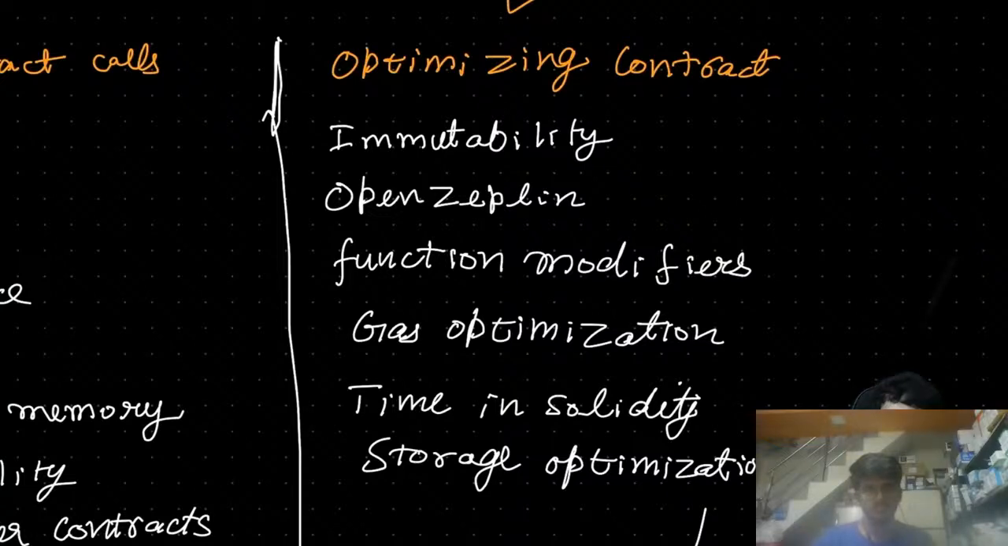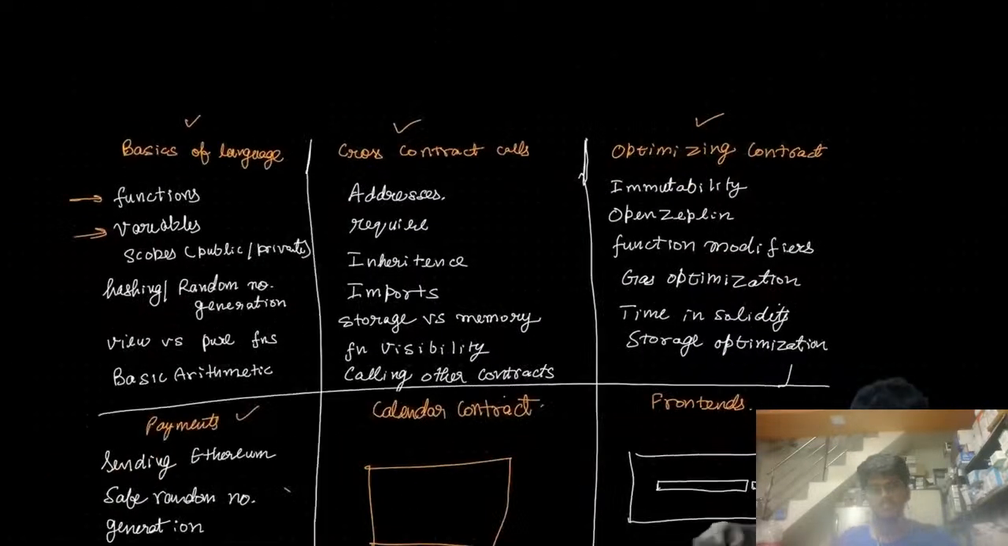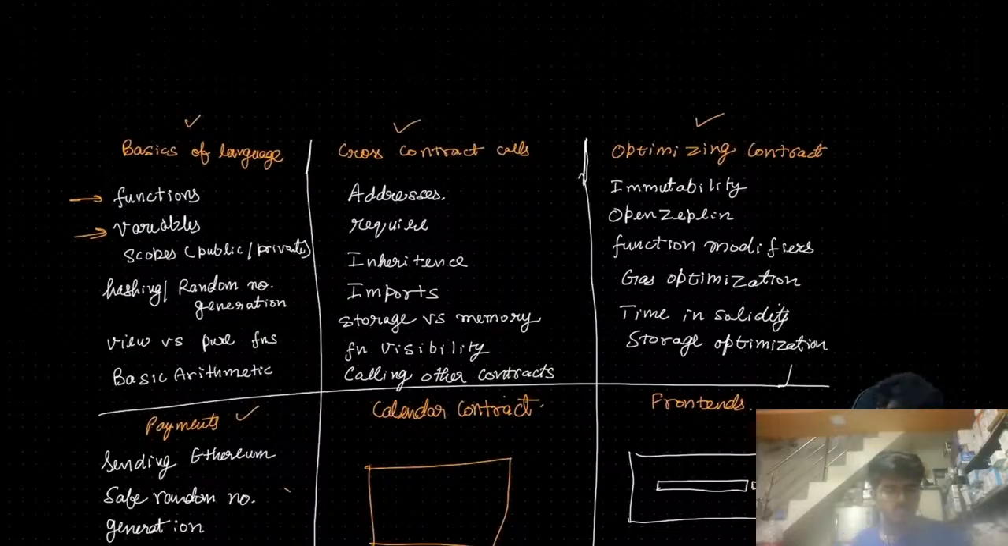These 4 modules are enough to understand the basics of Solidity. Once we've done that, we will move to creating our own calendar contract where, as I said, you can call a function and send some ETH with it.